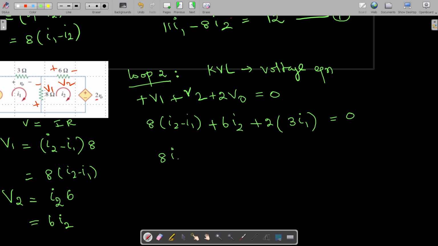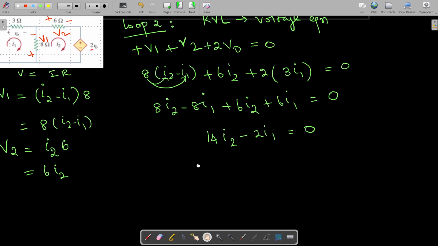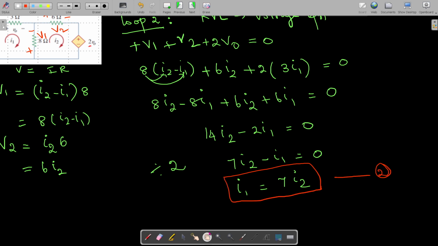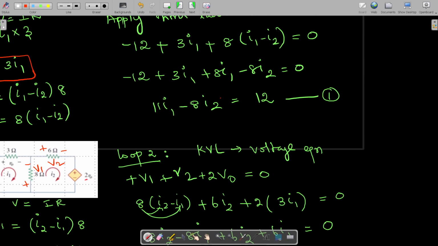So it is 8I2 minus 8I1 when you multiply this, right? Plus 6I2 plus 6I1, that is equal to 0. So it is 14I2 minus 2I1, that is equal to 0. So when you divide by 2, it becomes 7I2 minus I1, that is equal to 0. Or we can write it as I1 is equal to 7I2. So here we got the second equation. So we have formed two equations already. This is equation number 1 and this is equation number 2.